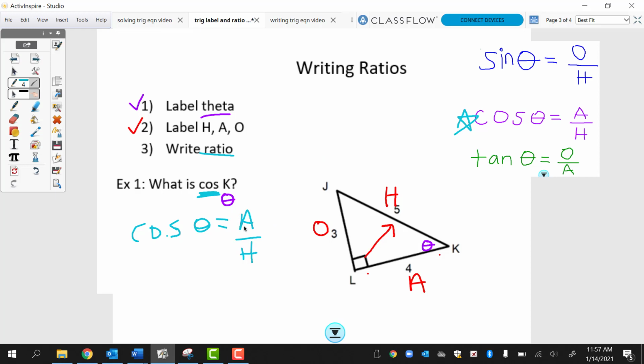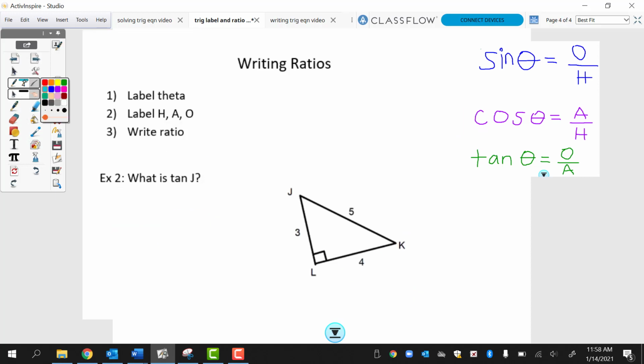So now that I have labeled A and H, what did I say A was? What did I label it? I labeled it 4. So I'm going to put 4 on top. And H we said was 5. So we're going to put that on the bottom. And this is the answer. That's what it wants. It wants which fraction. So the answer would be 4 over 5. One more example.